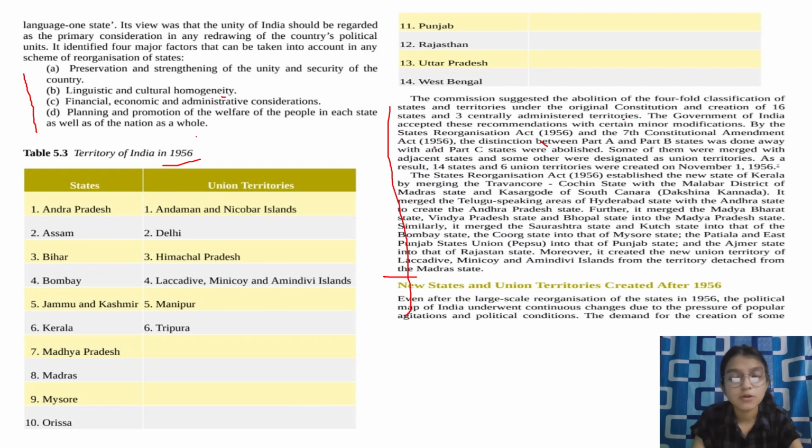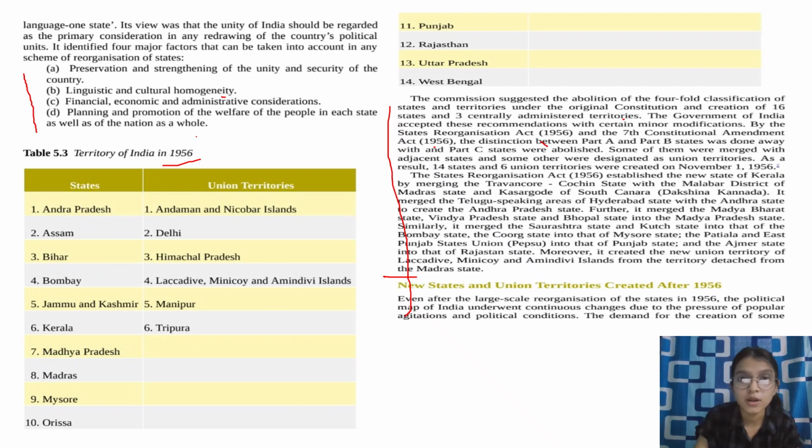this particular paragraph talks about the fourfold classification that we have. It was too confusing. People were not happy with the kind of division that the government had made, and this commission has suggested that we should lessen the fourfold classification and we should merge some of the states together. We should do some changes with the union territories as well, and the government was okay with the suggestion that the commission had made, and with a little bit of modification did the changes into their fourfold classification, and they have merged it. Then we have new states and union territories created after 1956.